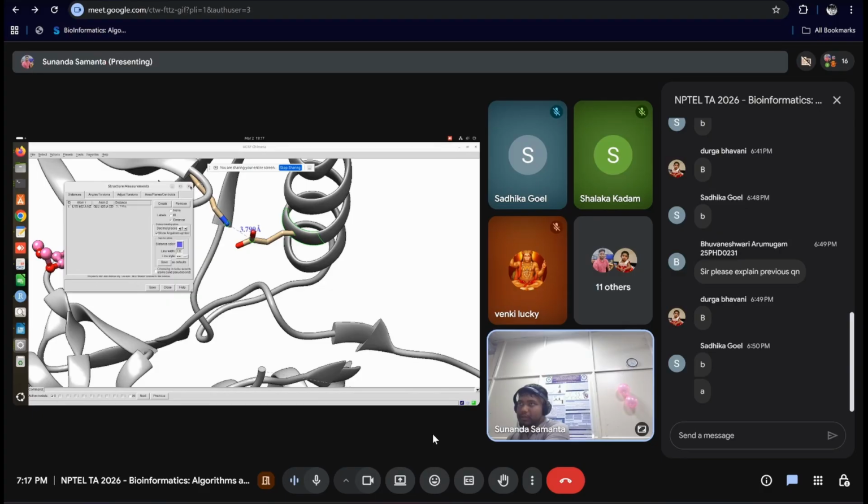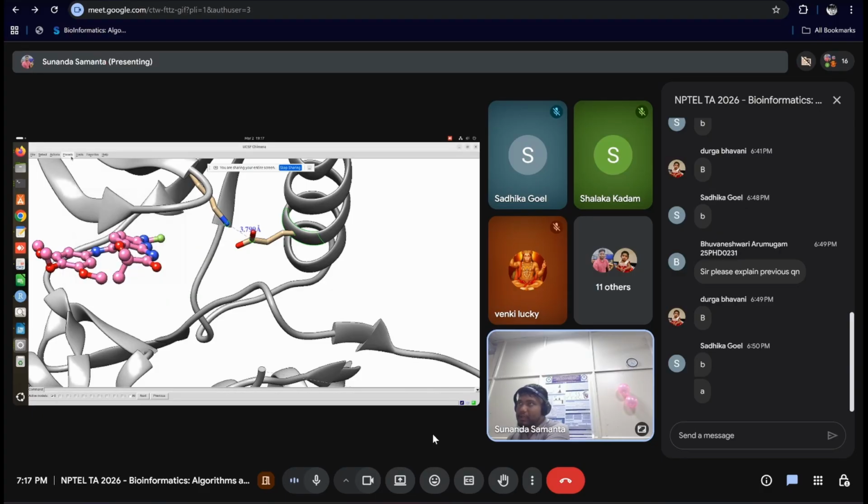So apart from distance calculation, of course, you can do a variety of analyses, as I said, in this Tools tab. You can go to Structure Analysis. You can find hydrogen bonds, distance classes, distances, angles, torsions, and so on and so forth.